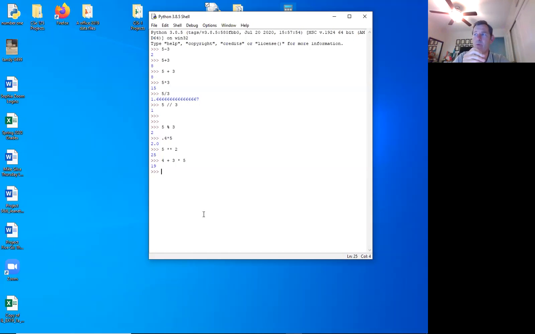Because what if I want to do 4 plus 3 times 5? I want to do the addition first, and hopefully you know that we put parentheses around it. Now, what comes in parentheses goes first. So the answer here is going to be not 19. It's going to be 7 times 5, which is 35, right? We're going to do the addition first. Hey, what do you know? It worked.